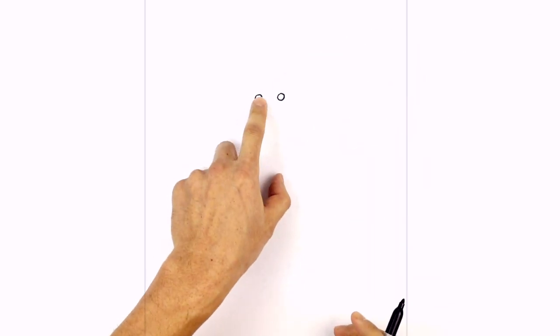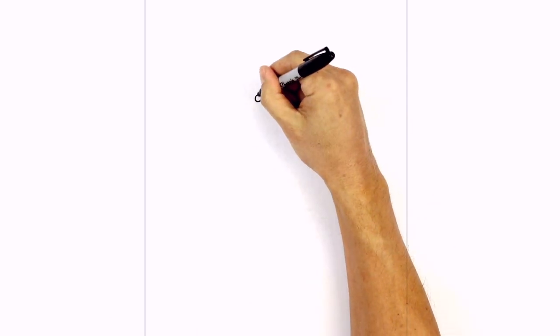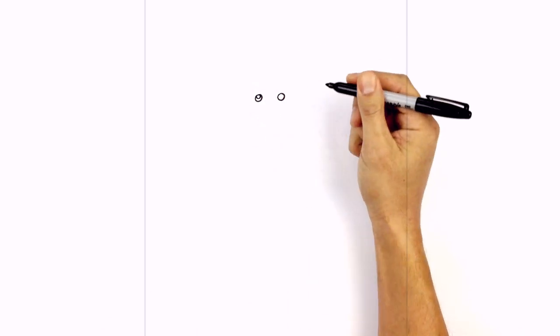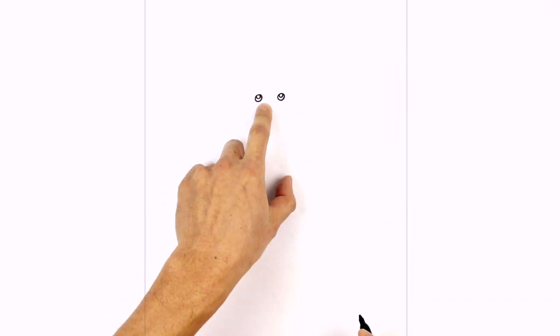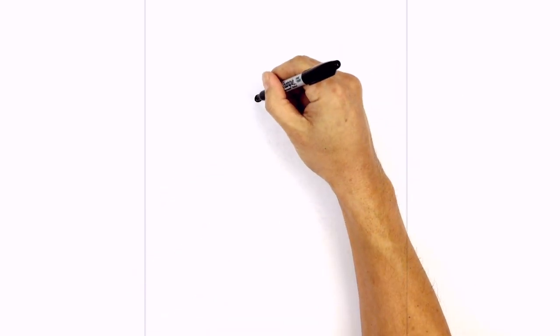From here, let's draw a little highlight circle at the top of each eye. Just a tiny circle touching the top on both sides. And then we're going to color the bottom side in black.